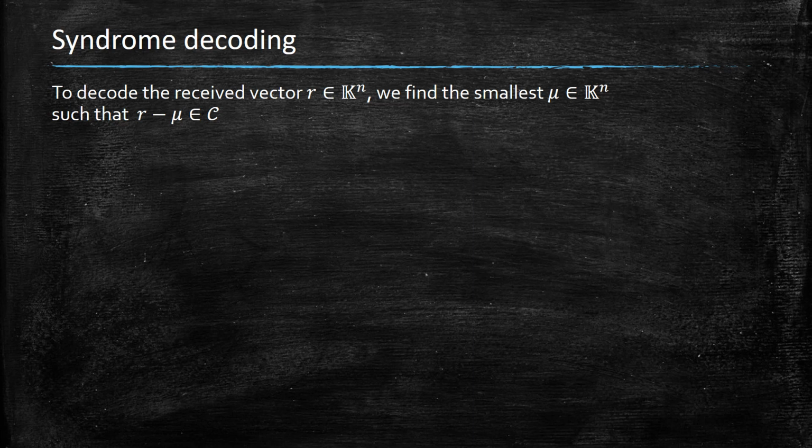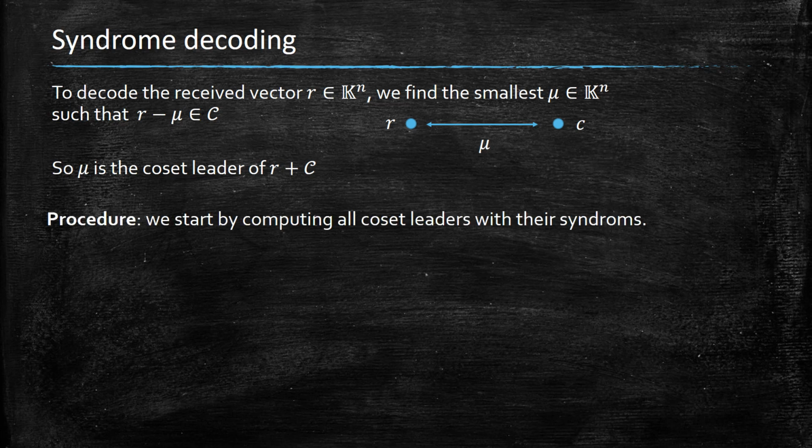So to decode the received vector, we basically need to find the element of smallest weight such that the difference between that vector and that element is in the code, which boils down to finding the closest code word C to the received vector R. And we just hope that this gives us what was originally sent through the channel. So mu in particular is the coset leader of R plus C.